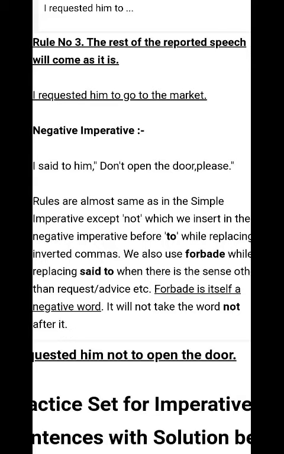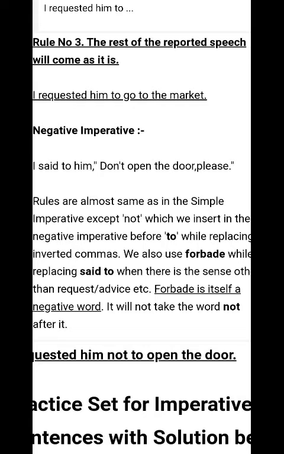If I am writing forbade, which itself has a negative sense, a negative connotation, then you have to write only "to", because a double negative will make the whole sentence affirmative. Now, if we were writing advised, which is affirmative in sense, then in order to keep the sense of negative intact, you have to write "not to". So that is how the whole thing is going to be.